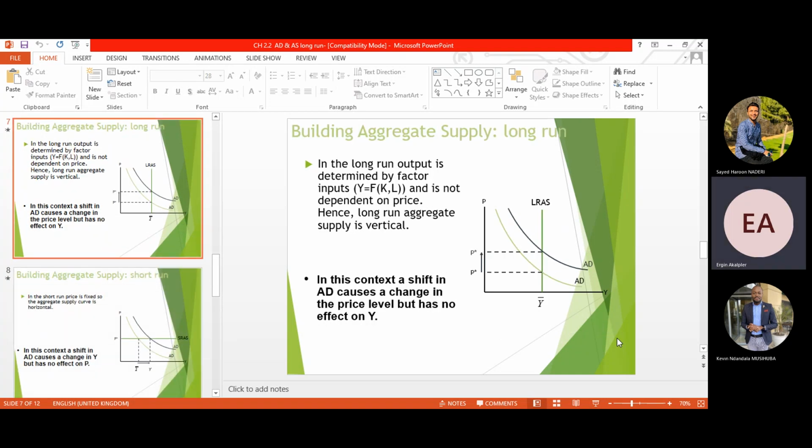In the long run, output is determined by factor inputs, Y is equal to F(K, L), and is not dependent on price. As you are observing, this is the production function. Y is the output. You are following me?